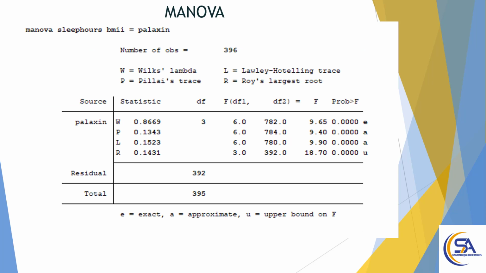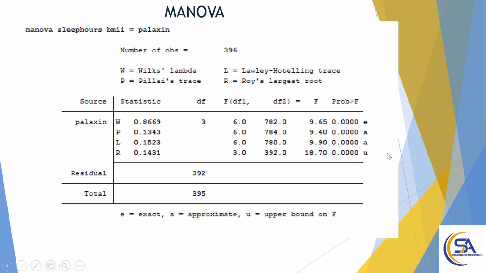All right. So now you see from the code, MANOVA, sleeping hours is continuous, body mass index is continuous, while palaxine is the categorical variable. So you want to see if this drug has an effect on both sleeping hours and the body mass index. Then you run your MANOVA.